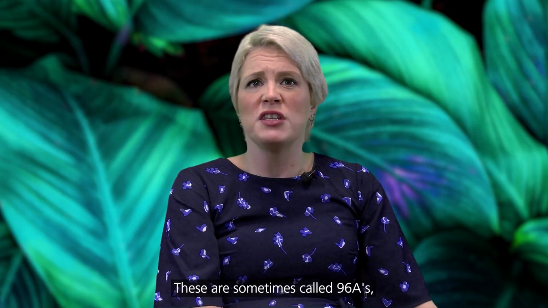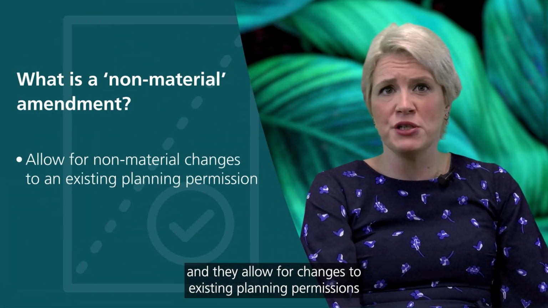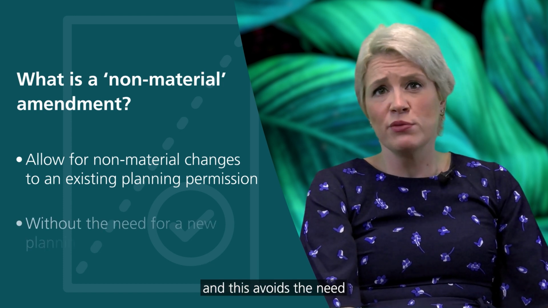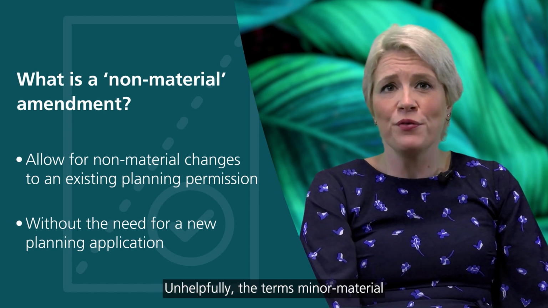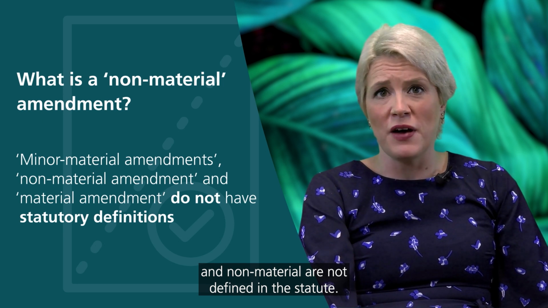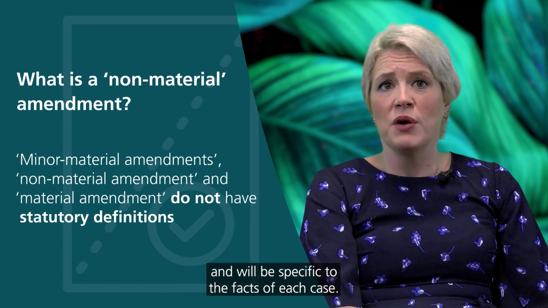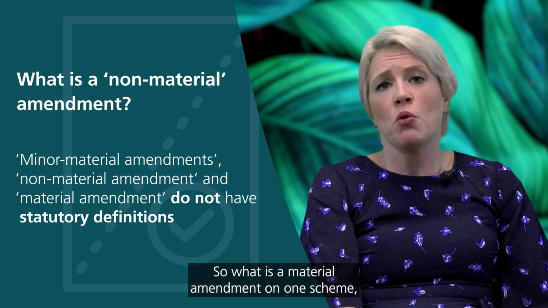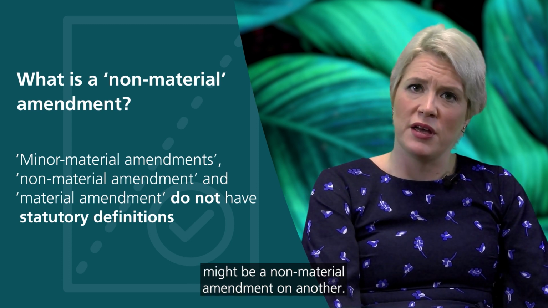These are sometimes called 96As, and they allow for changes to existing planning permissions to be made if the changes are non-material, and this avoids the need for an entirely new planning application. Unhelpfully, the terms minor material and non-material are not defined in the statute. It's a matter of judgment for the council and will be specific to the facts of each case. So what is a material amendment on one scheme might be a non-material amendment on another.